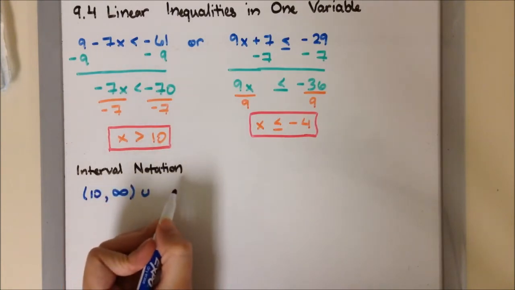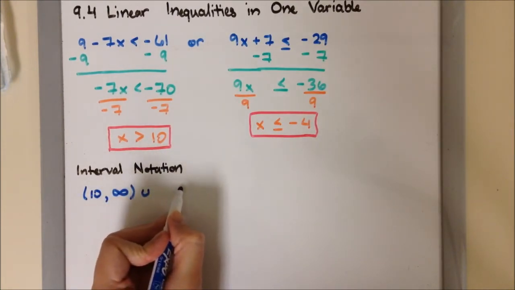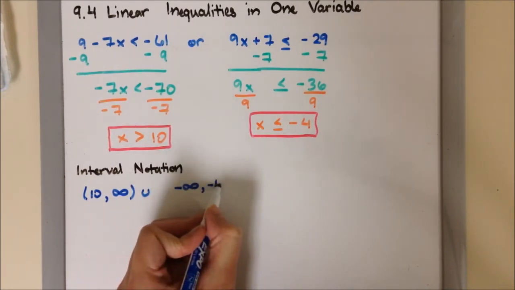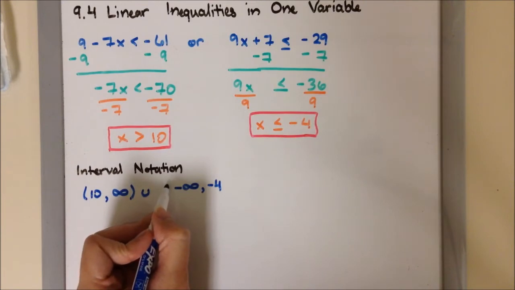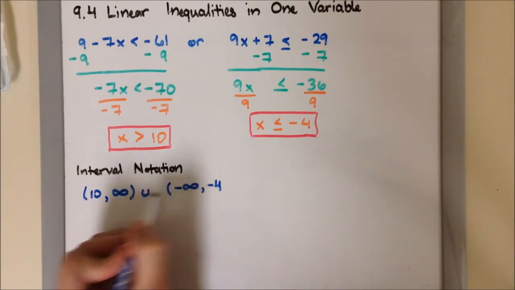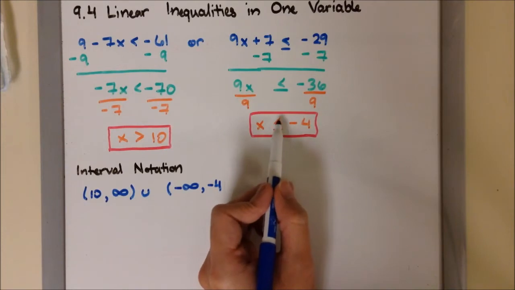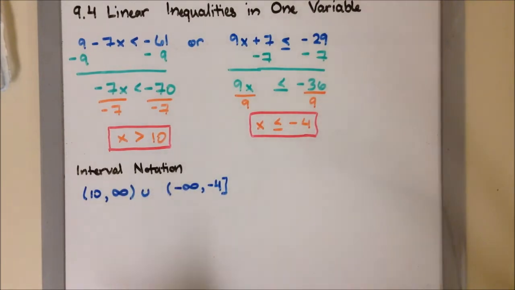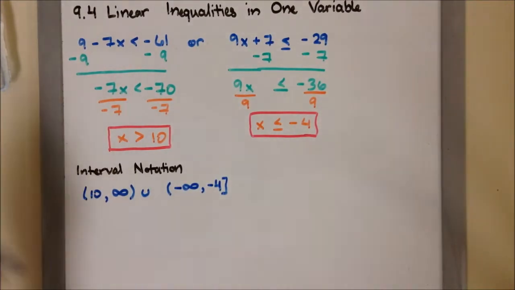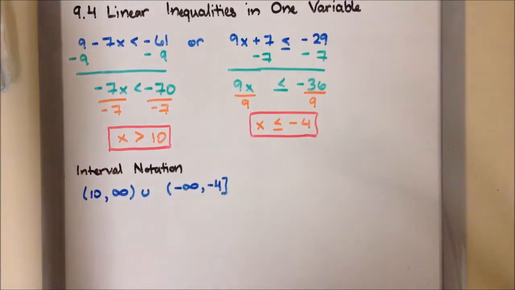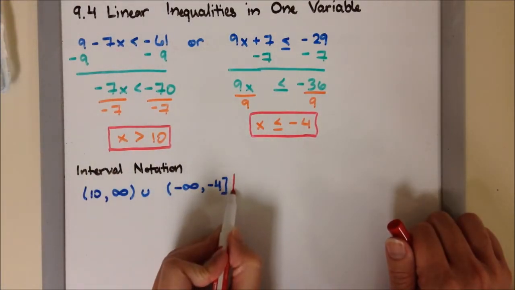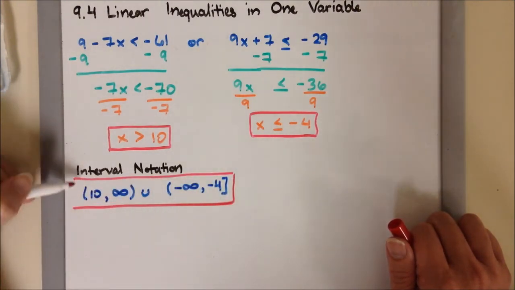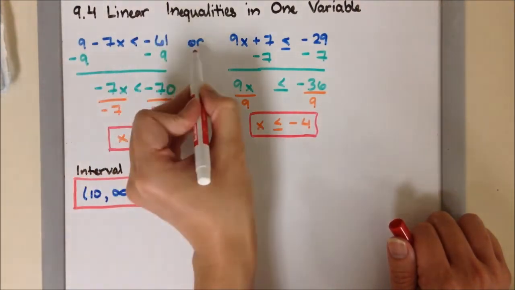The lower value would be negative infinity, so I'll write that one first, comma, the higher value, which is negative 4. Always use parentheses on infinity and negative infinity. Since our answer is less than or equal, I'm going to put a bracket on the negative 4. So here's our solution in interval notation. You only write in this form when we are doing a compound inequality for OR.